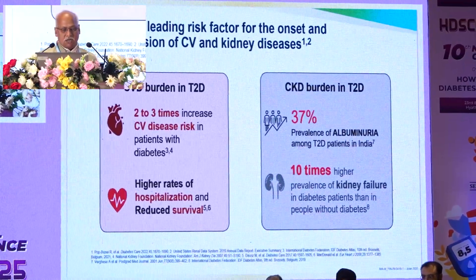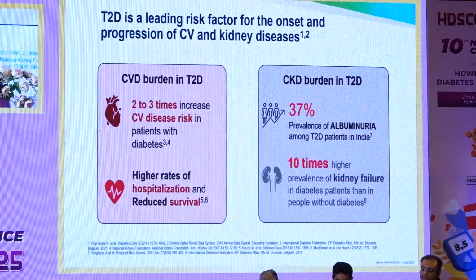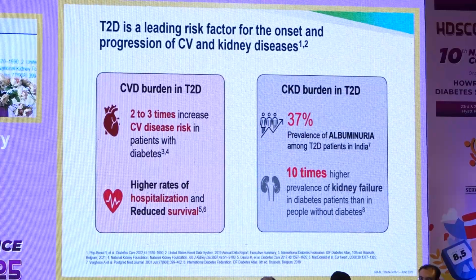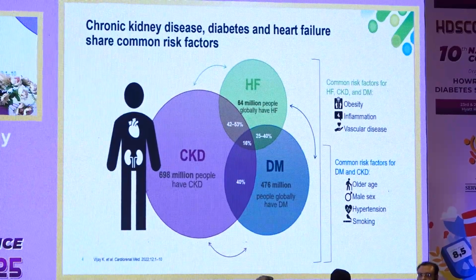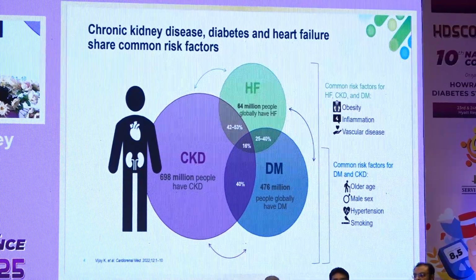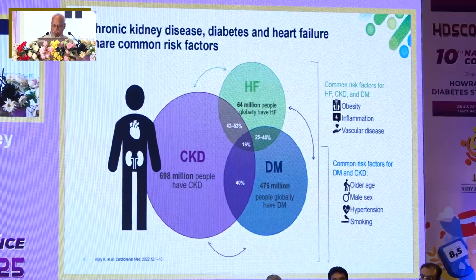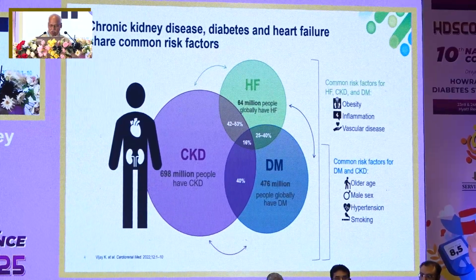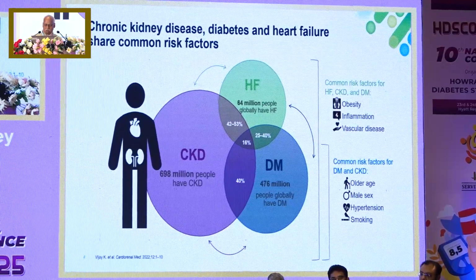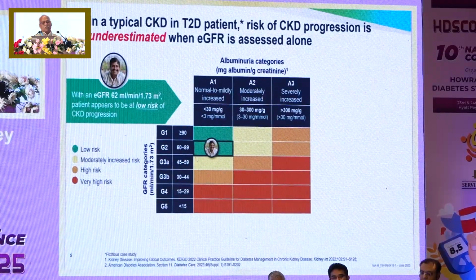So diabetics usually have 2 to 3 times more cardiovascular problems, more so in females than in males, which leads to recurrent hospitalization. And there is a common soil hypothesis in this as well. Most of the risk factors will lead to not only cardiovascular disease, but also renal disease. That includes, apart from diabetes, older age, male gender, smoking and hypertension.